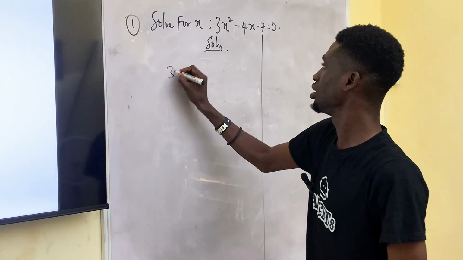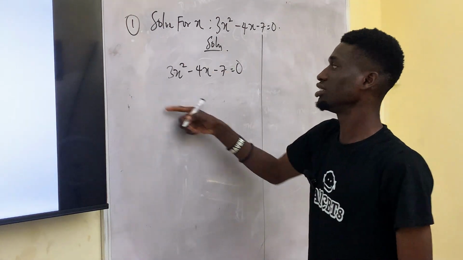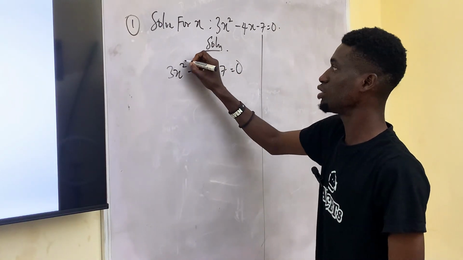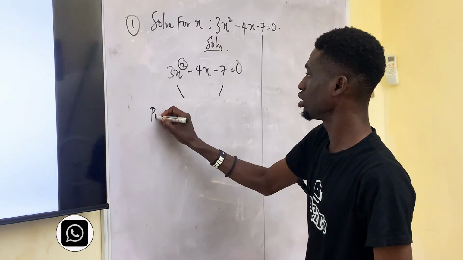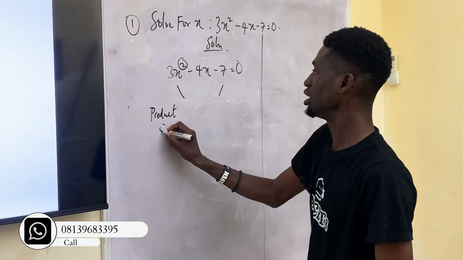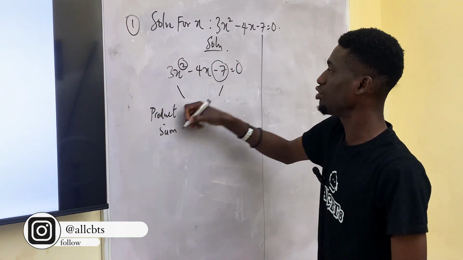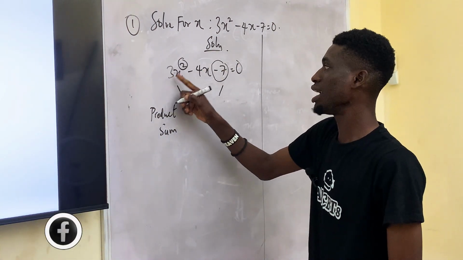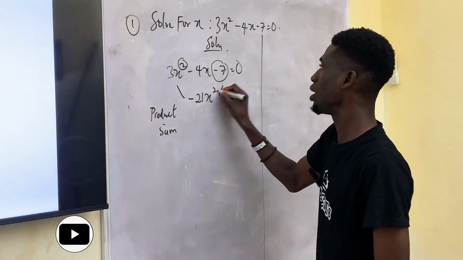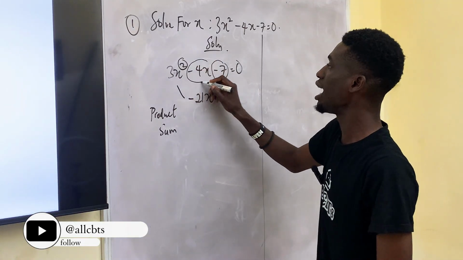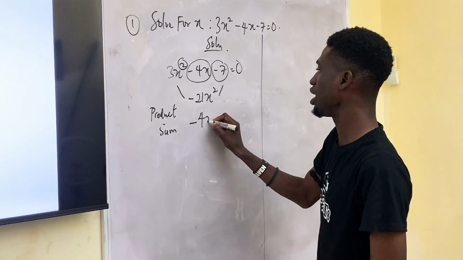Now rewriting it, you all know that this is a quadratic equation because your highest power of x here is 2. So we get our product and our sum. Our product is your third term multiplied by your first term. So minus 7 multiplied by 3x squared, you are going to have minus 21x squared. Then your sum is the number in the middle with the sign, so that will be minus 4x.